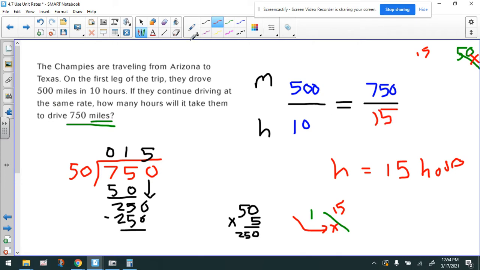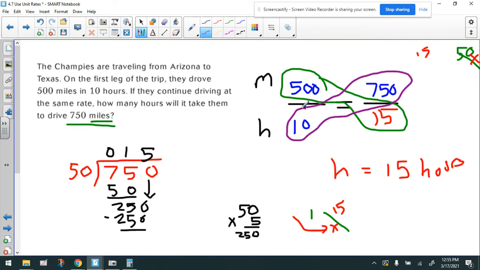Did you know that when you multiply this times this, you should get the same thing as if you do this times this? Now, 1 times 750 would be 750, right? So the cross product here would be 7,500. If we did this right, then that means that these two numbers multiplied together would be 7,500. If you check with a calculator or do paper pencil, you'll find out that the cross products match.